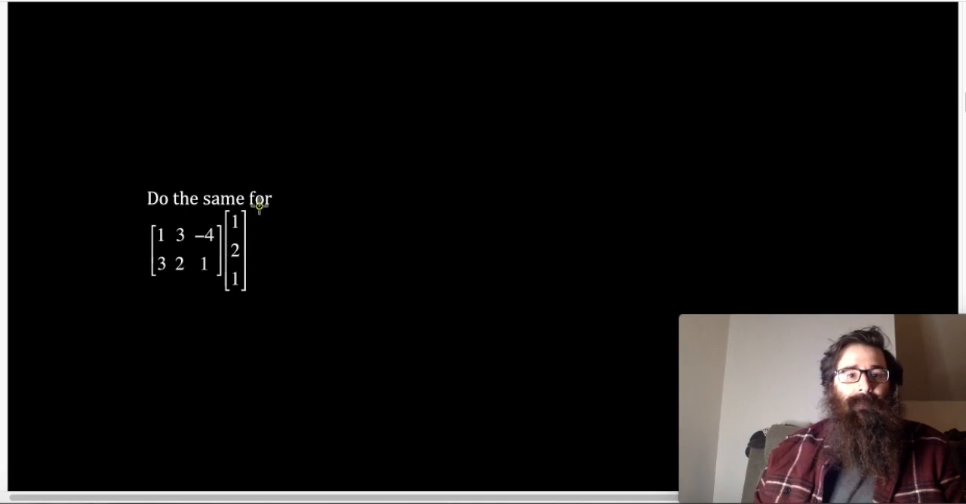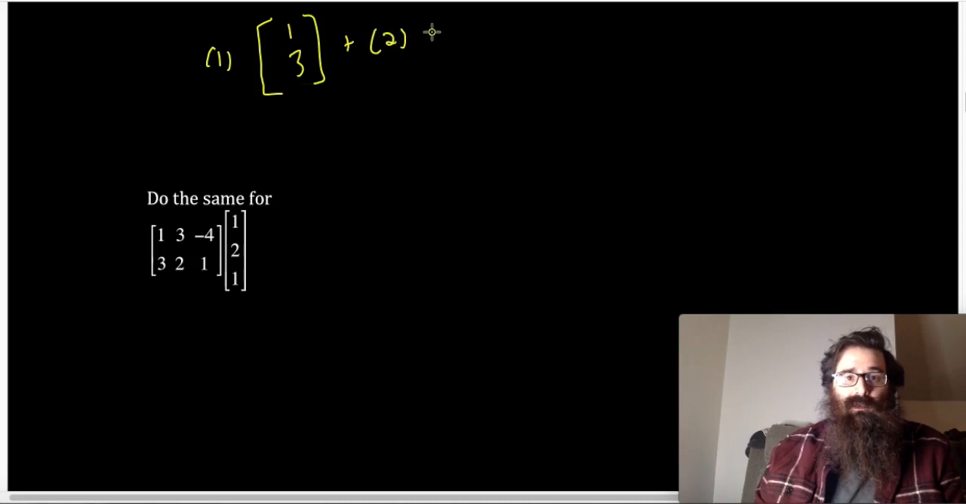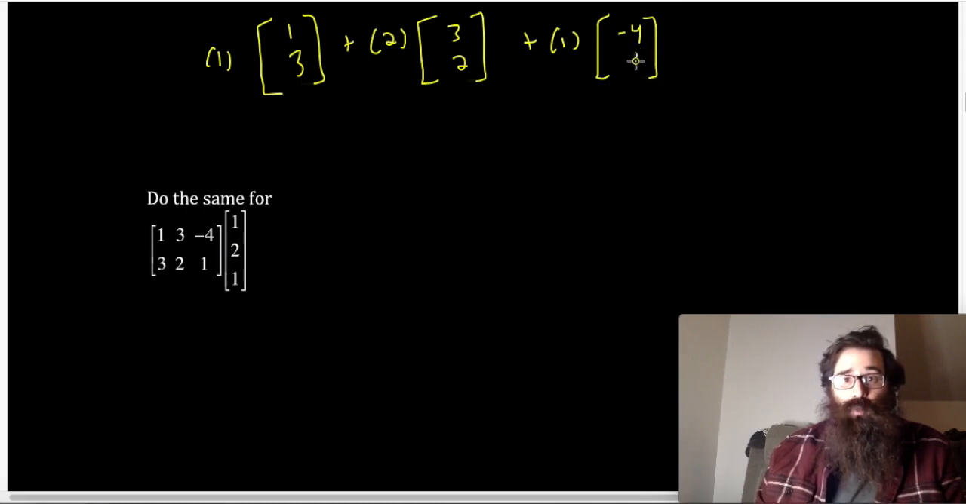But what I want to do is take the first entry of the vector, which is a 1, and use that as a scalar weight to this first column of the matrix A, which is 1, 3. I'm going to add to this. Now I want to take the second entry of my vector, which is a 2, use that as a coefficient on the second column of my matrix A, which had entries 3, 2. And then lastly, I'm adding to this, now I want to take the last entry of my vector, which is a 1, and multiply to the last column of my matrix, which has entries -4, 1.